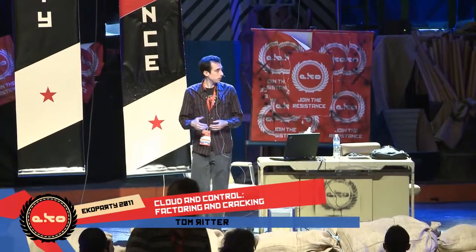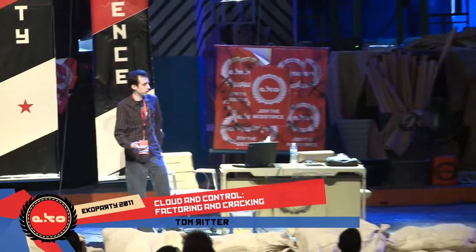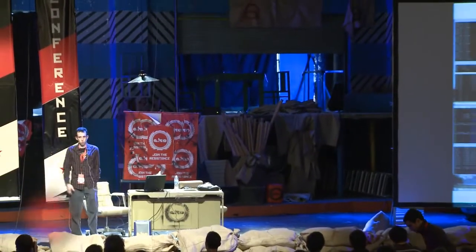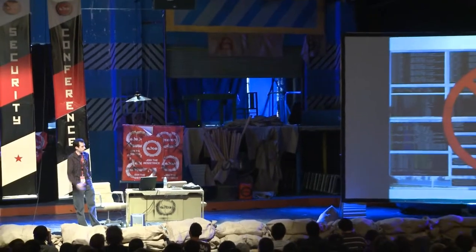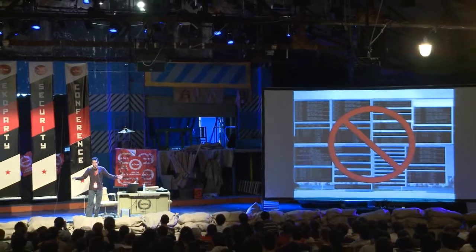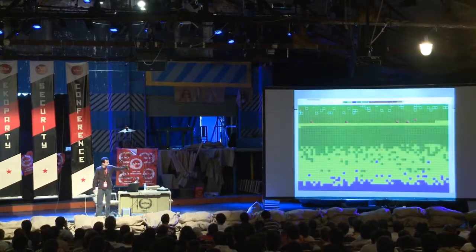I've seen presentations at conferences recently about cracking passwords in the cloud, and they all kind of start the same way. You go to Amazon EC2 and you start up a whole bunch of computers, and you log in, and at that point, you're not operating at the scale of the cloud. You're going too slow. What we want to do is this.